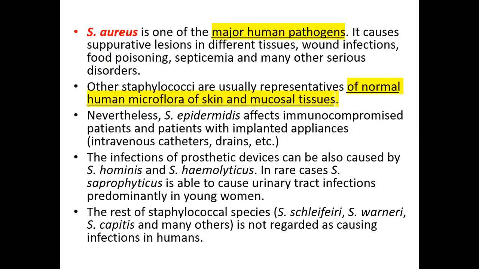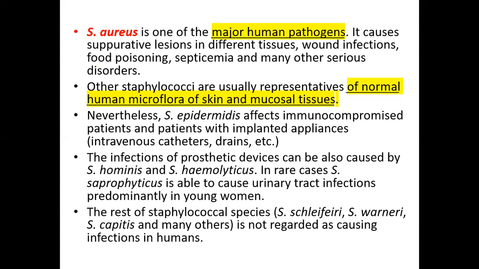Staphylococcus aureus is one of the major human pathogens. It causes suppurative lesions in different tissues, bowel infection, food poisoning, septicemia, and many other serious disorders. Staphylococcus aureus is a very widespread bacterium. Other staphylococci are usually representatives of normal human microflora of skin and mucosal tissue.